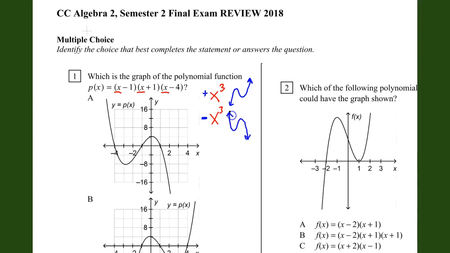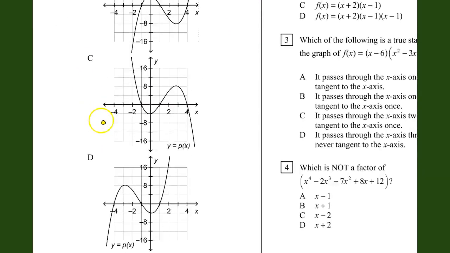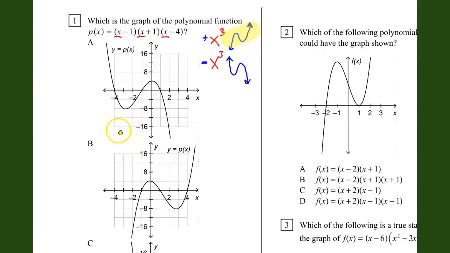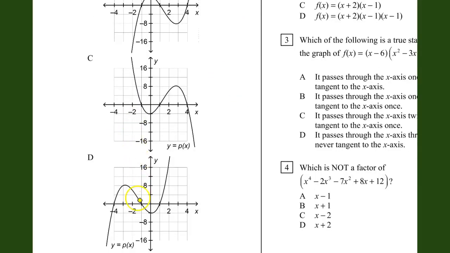So right away, I can already tell, since this is a positive, there's no negative in front, that the shape must look like this. So that's going to eliminate both A and, looks like, C, because those are both reflected and those are negative coefficients. So we're looking at B or D.